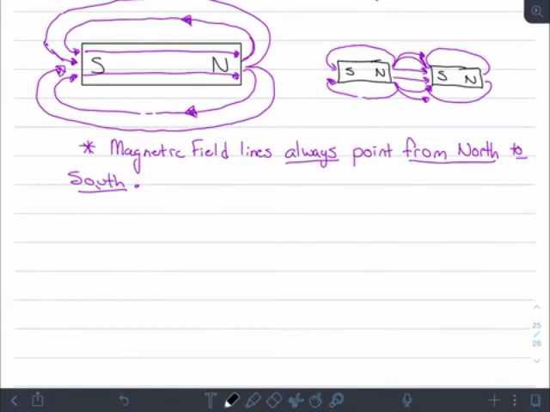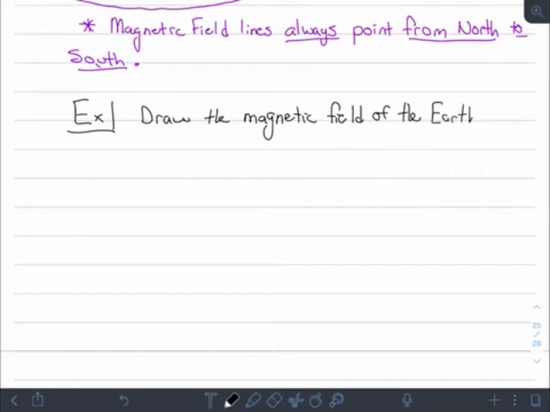Okay, so this example is not in your handouts. This is just a random question. I would like you to draw the magnetic field of the Earth. How do I do that if it's flat? That's a great question.